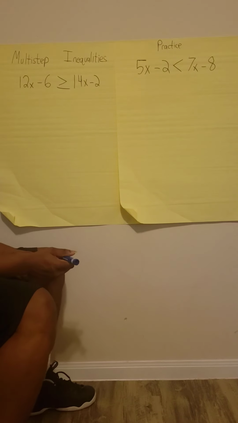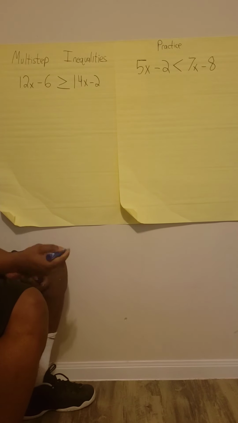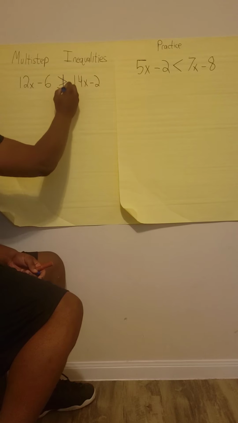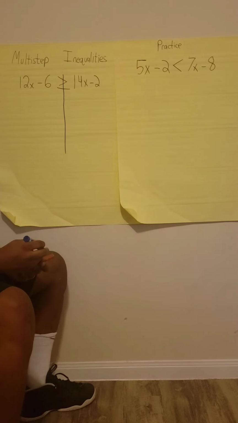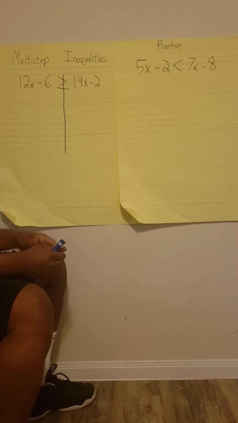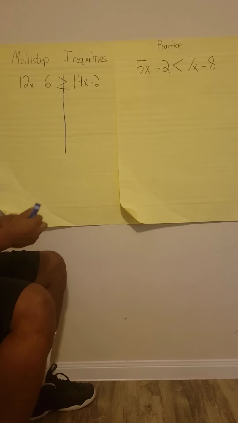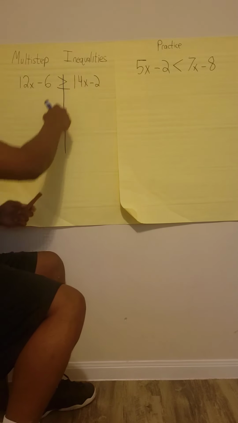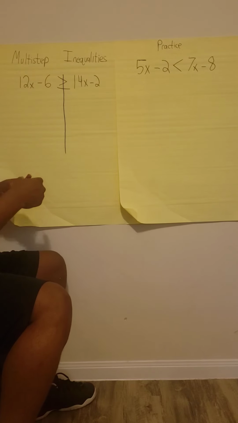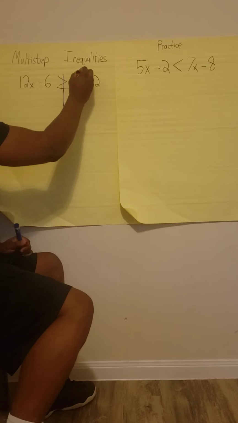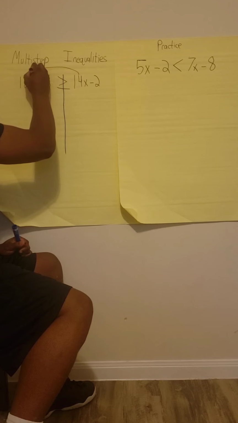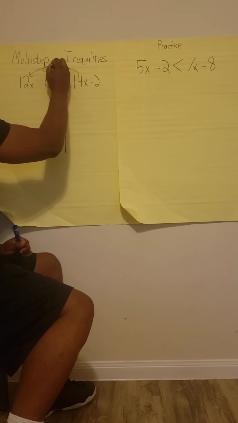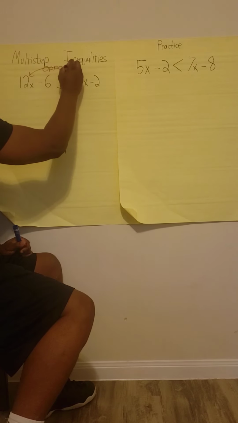Okay, we're going to get started with multi-step inequalities. First thing you want to do is separate your sides of the equation. Then you want to look for your coefficients, or the numbers with the variable. Any number that's with the variable, the coefficient, you want to move it to this side. So this, you want to move over here by doing the opposite operation.